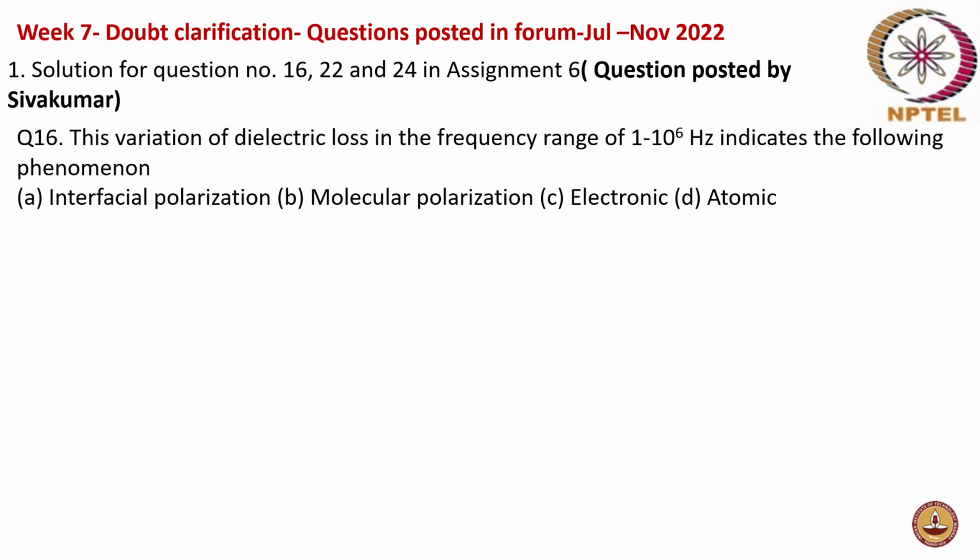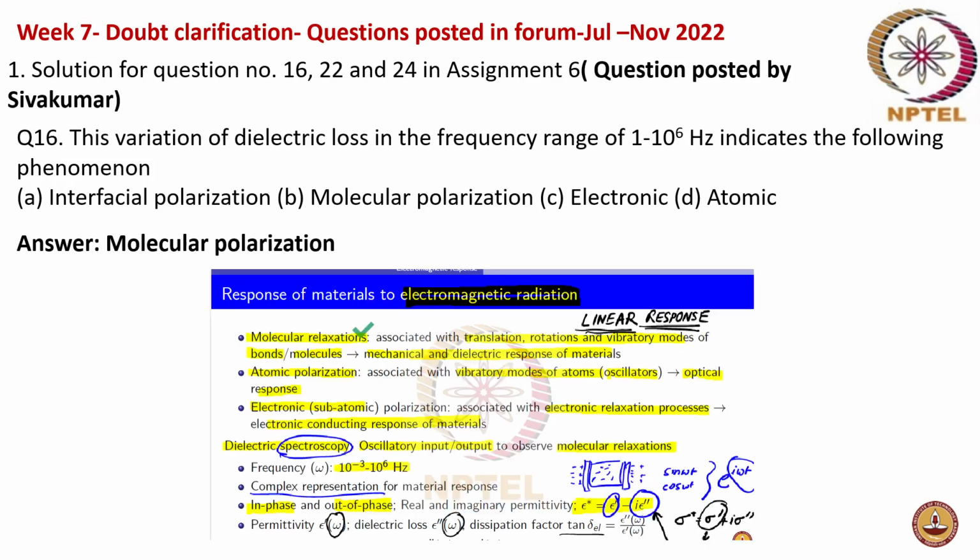Question 16: This variation of dielectric loss in the frequency range of 1 to 10 power 6 hertz indicates the following phenomena. Does it indicate interfacial polarization, molecular polarization, electronic polarization, or atomic phenomena? The answer is actually molecular polarization. This is a direct question from the lecture.